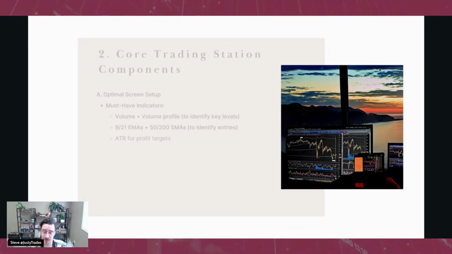You need some kind of moving averages. It could be as simple as VWAP. So VWAP, I think, should be on everybody's charts. But I think that there are a couple other sets of moving averages that really help gauge the strength of the market. So short-term ones like a 9 and a 21 EMA, that's a great combo.